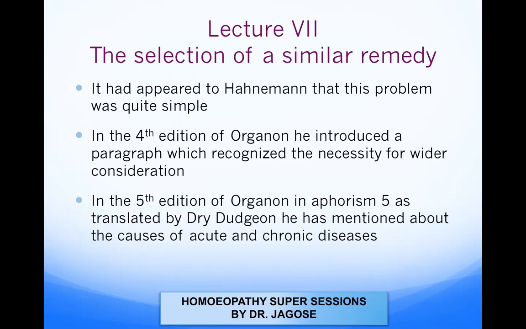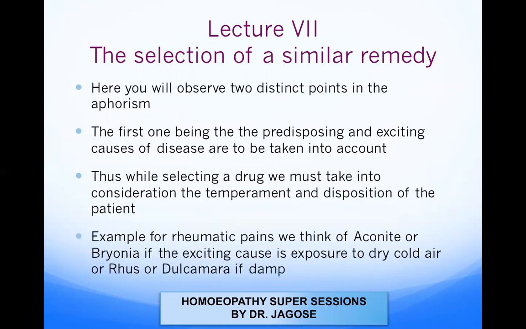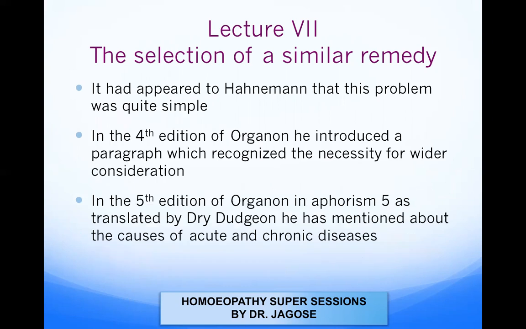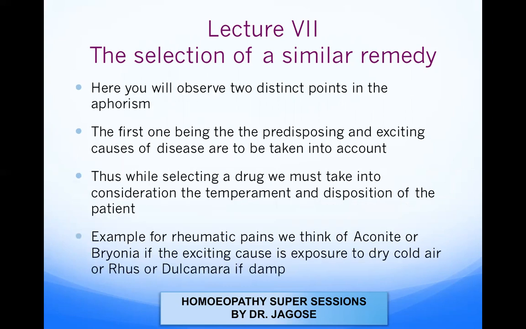In the 5th edition Organon, in aphorism number 5, as translated by Dr. Dudgeon, he has mentioned the cause of acute and chronic diseases. Here you will observe two distinct points in the aphorism. The first one is the predisposing and the exciting cause of disease, which have to be taken into account. That means you take into account the predisposing and the exciting causes.